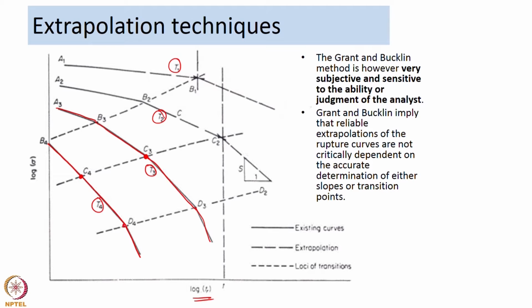Let us talk of the curve corresponding to T3 and the curve corresponding to T4. You can see the transition points on these curves. They are proposing that you join these transition points and extrapolate the line joining the transition points forward. They are calling this the loci of transitions. So, you can connect these transition points and extend them forward. Say you have C3 and C4 connected, and then you extrapolate it to C2.